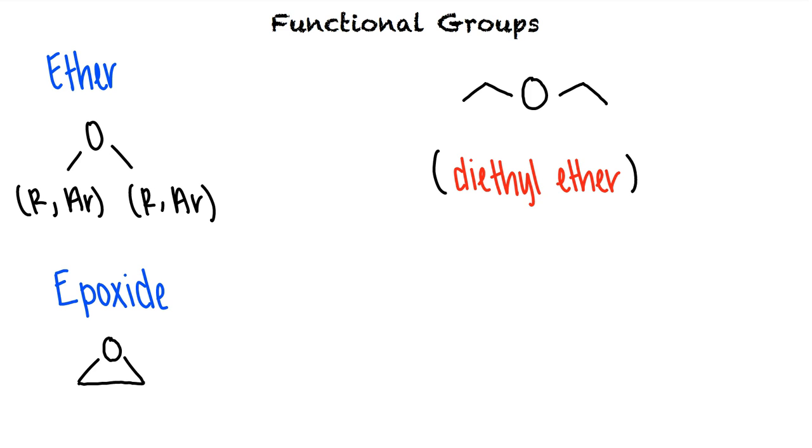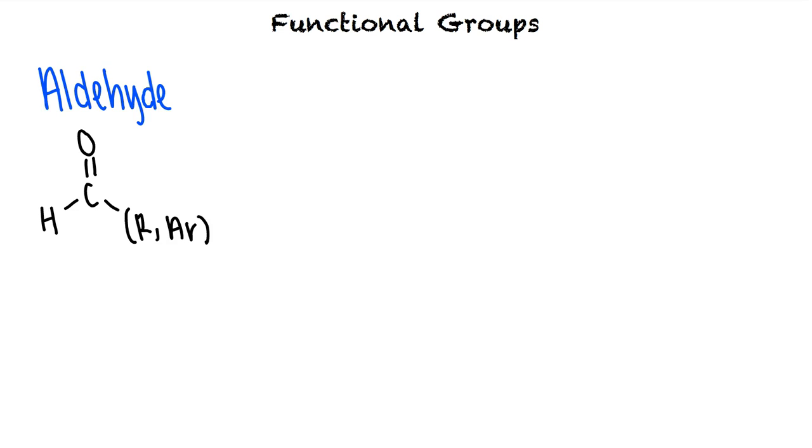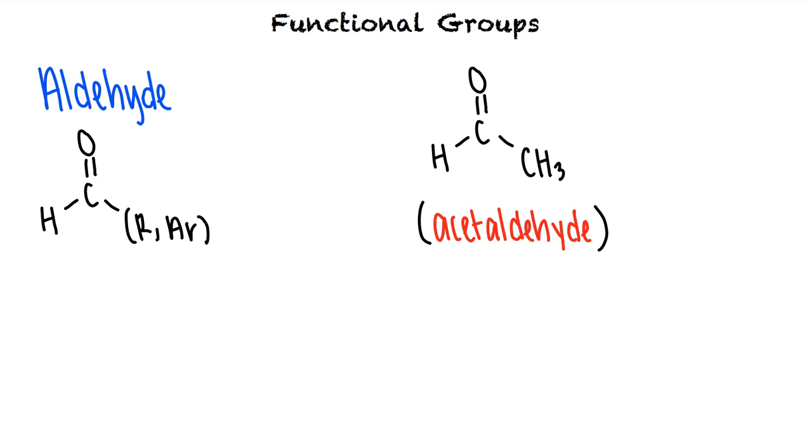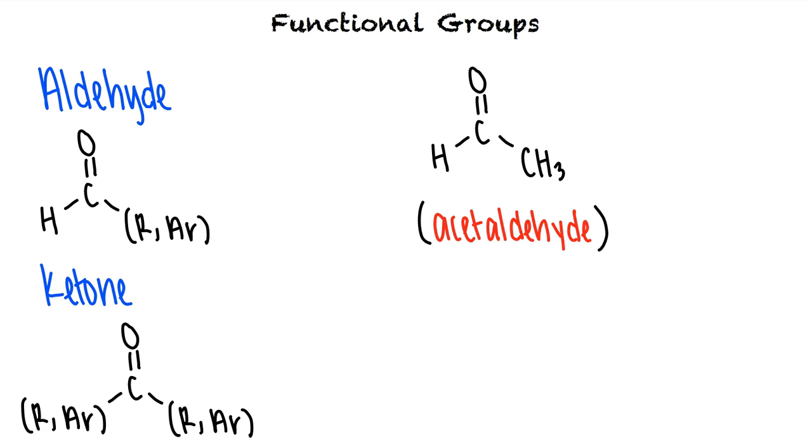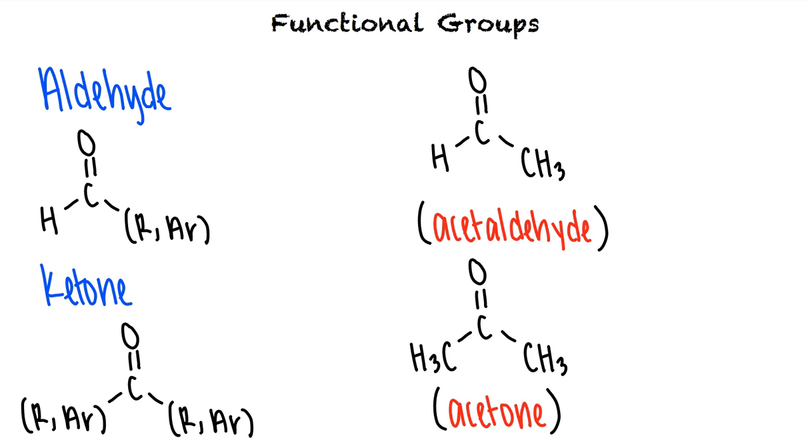There are a few functional groups where carbon and oxygen share a double bond. When we see a carbon-oxygen double bond with an R or Ar group and one hydrogen, this is an aldehyde. For example, acetaldehyde has a methyl group bonded to the central carbon of the aldehyde. A ketone looks similar to an aldehyde, except there are no hydrogens bonded to the central carbon. The simplest ketone is acetone, where the carbon is bonded to two methyl groups and double bonded to an oxygen.